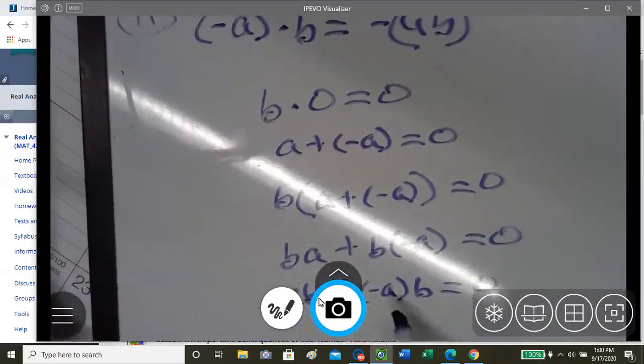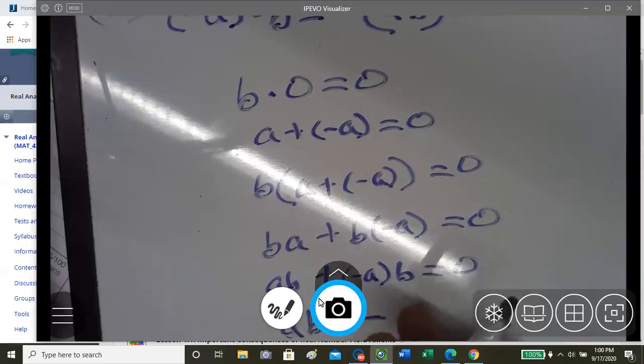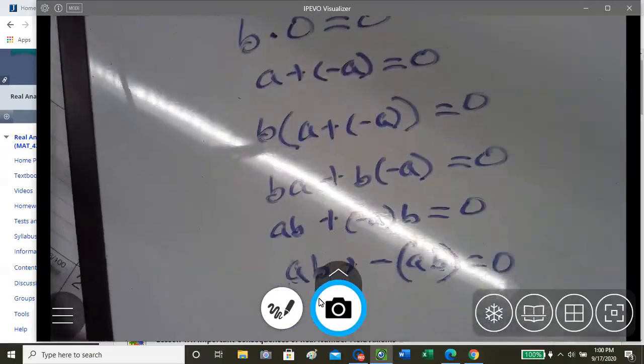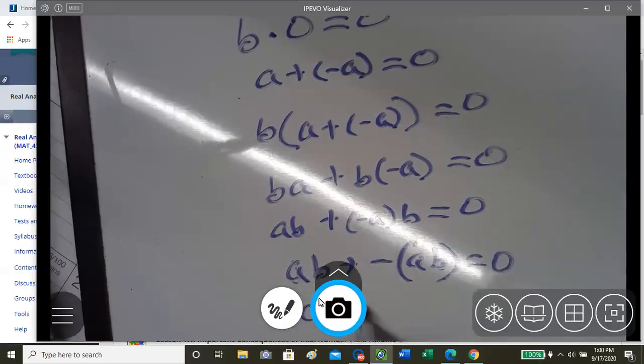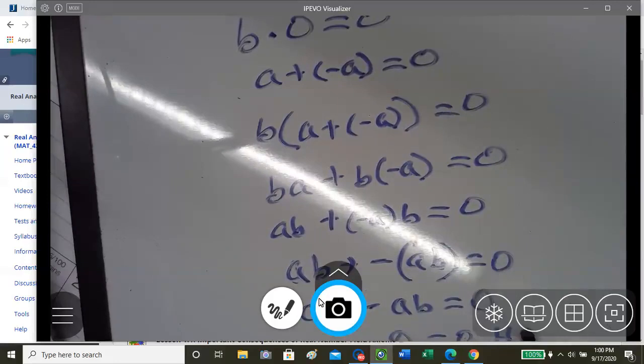So we're going to change this negative a times b to negative ab equals 0. And so ab minus ab is 0. So 0 equals 0, and it holds.